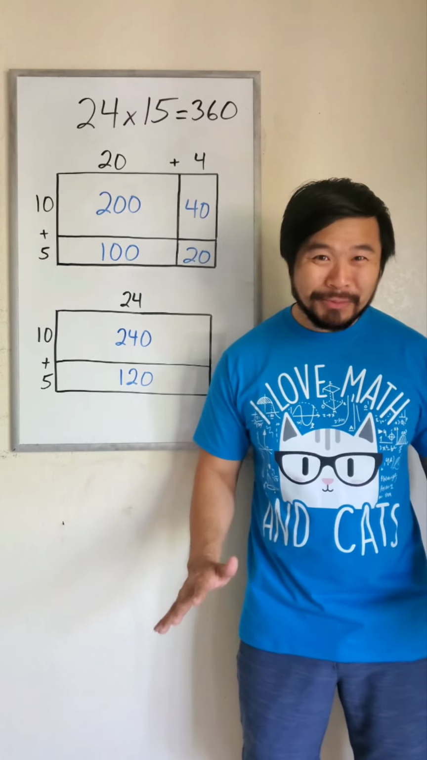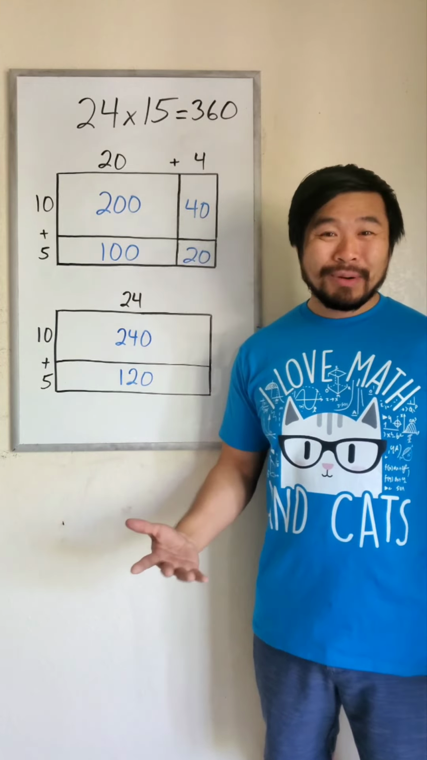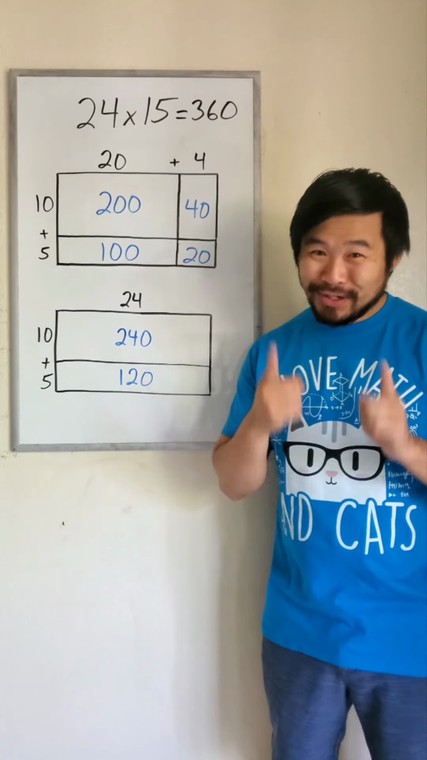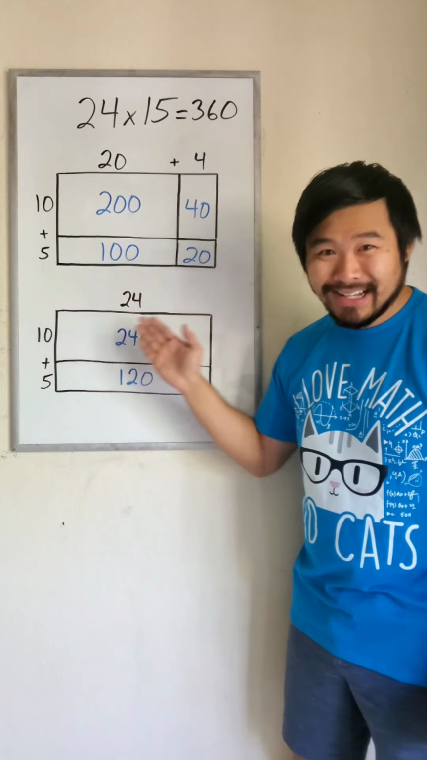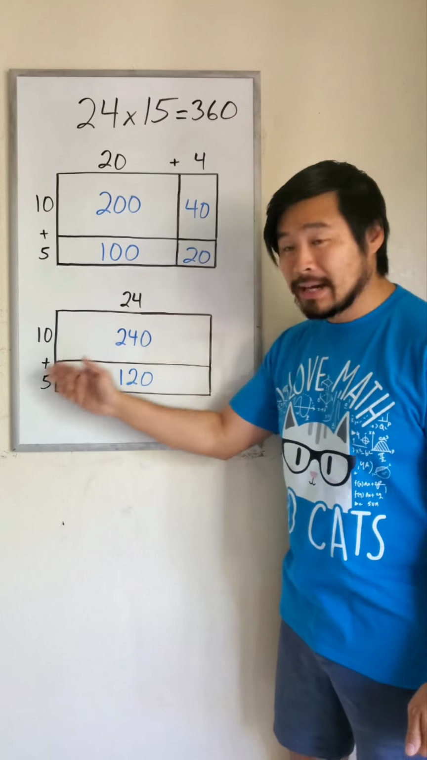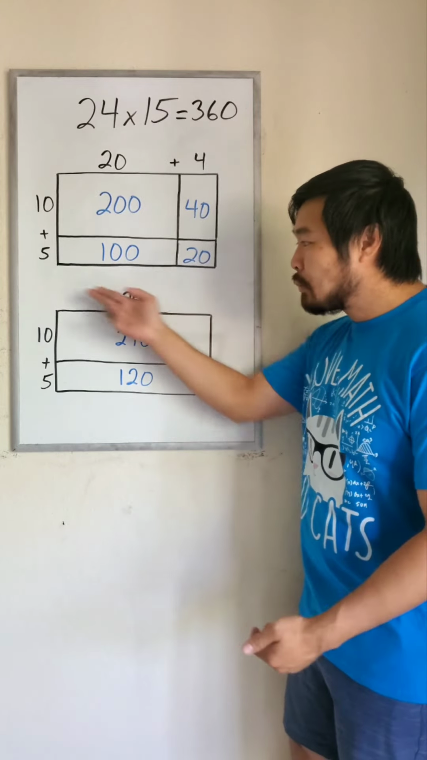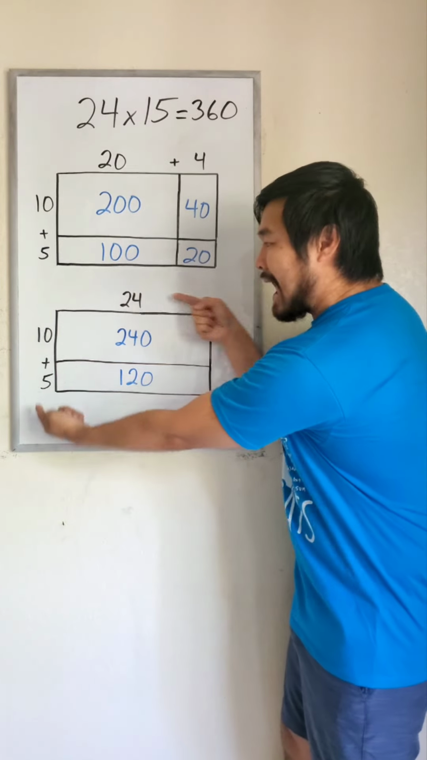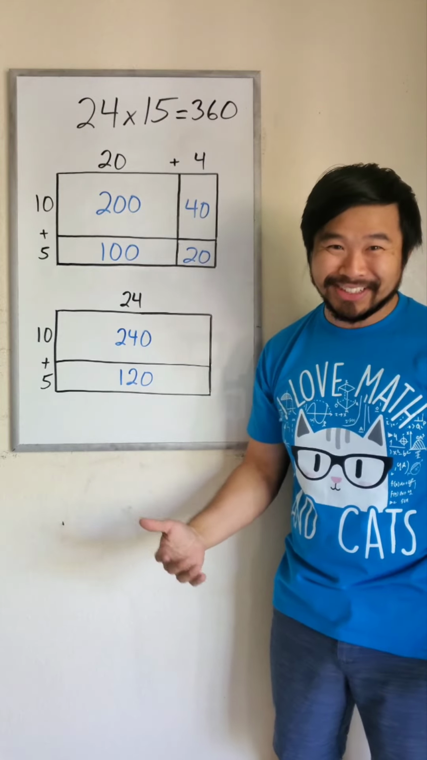Now, we don't always have to break up both sides. We can absolutely break up just one side. Remember, the goal is to make it easier for you. So someone can say, well, I know 24 times 10 is 240, 24 times 5 is just half of that, 120. So no matter what we do, as long as both sides add or subtract to the original numbers, we will always get the right answer.